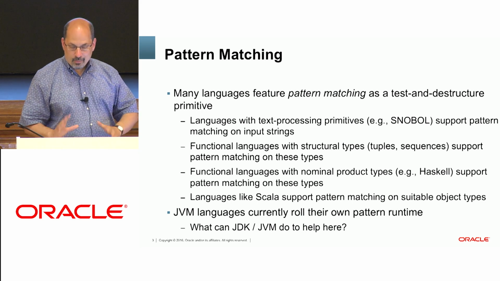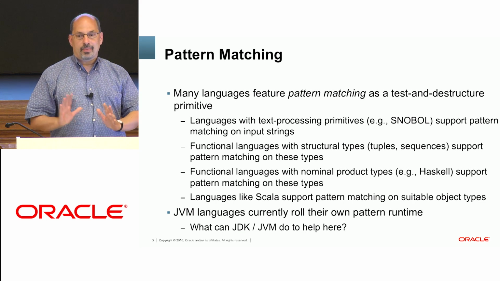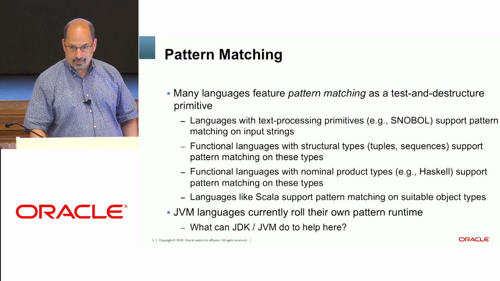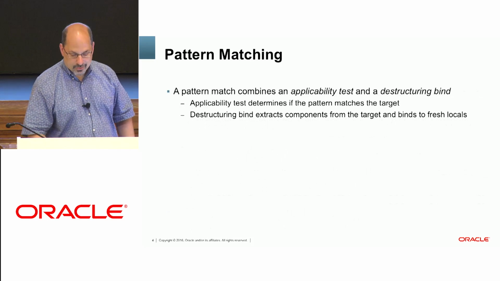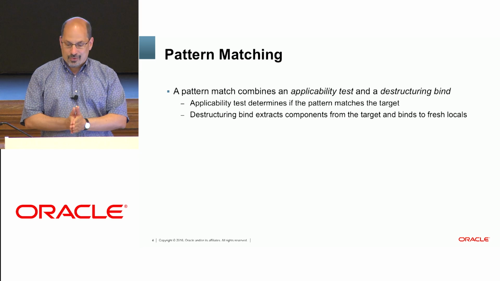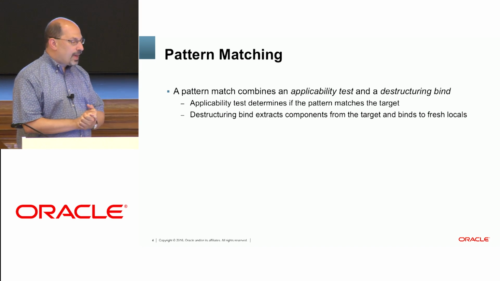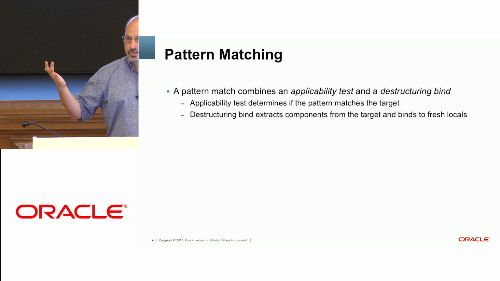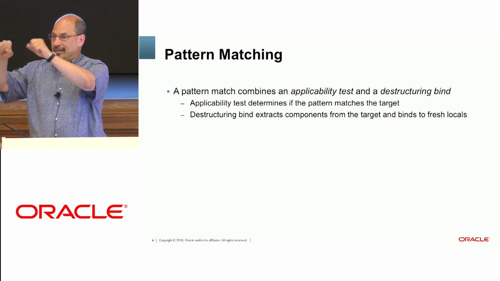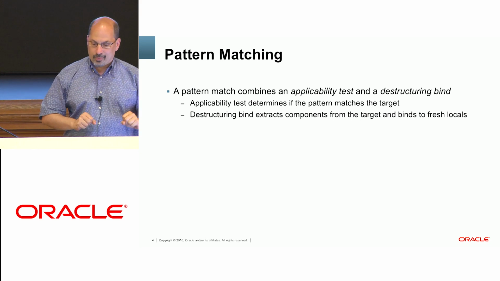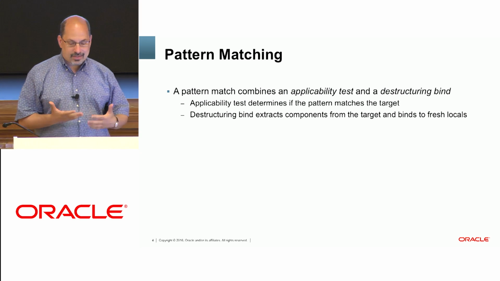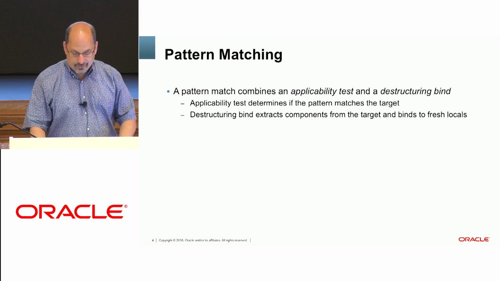So most of this talk is about features in the JDK libraries that can be used by a compiler to target, to make it easier to do pattern matching. So if you haven't seen it, I'll go through a few examples. If you have seen it, I apologize for the redundancy. But a pattern match combines, as I said, an applicability test, do you match this pattern, with a destructuring bind: get little bits out of the target and bind them to new variables. And this is something we do in programs all the time. And in fact, in Java, it's quite repetitive.